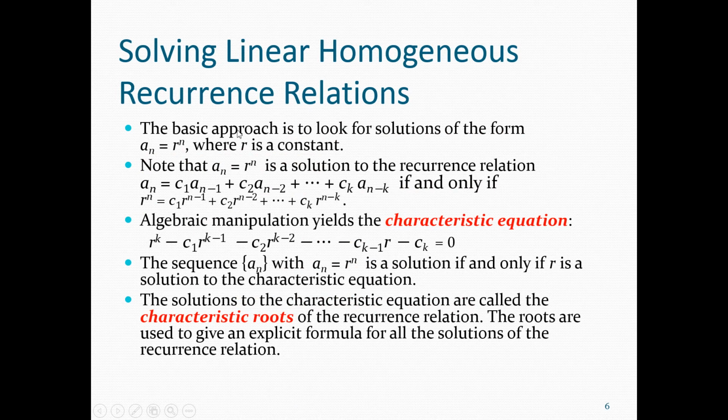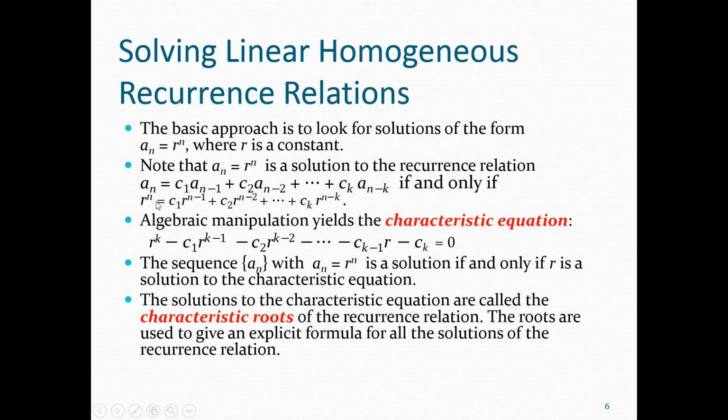Now, solving linear homogeneous recurrence relations. The basic approach is to look for a solution of the form an is equal to r^n. So initially we are going to assume that an is equal to r^n, where r is a constant. Note that an is equal to r^n is a solution to this linear homogeneous recurrence relation with constant coefficients of degree k if and only if r^n satisfies this relation. And when does it satisfy this relation? When we plug it in and the resulting relation is true.